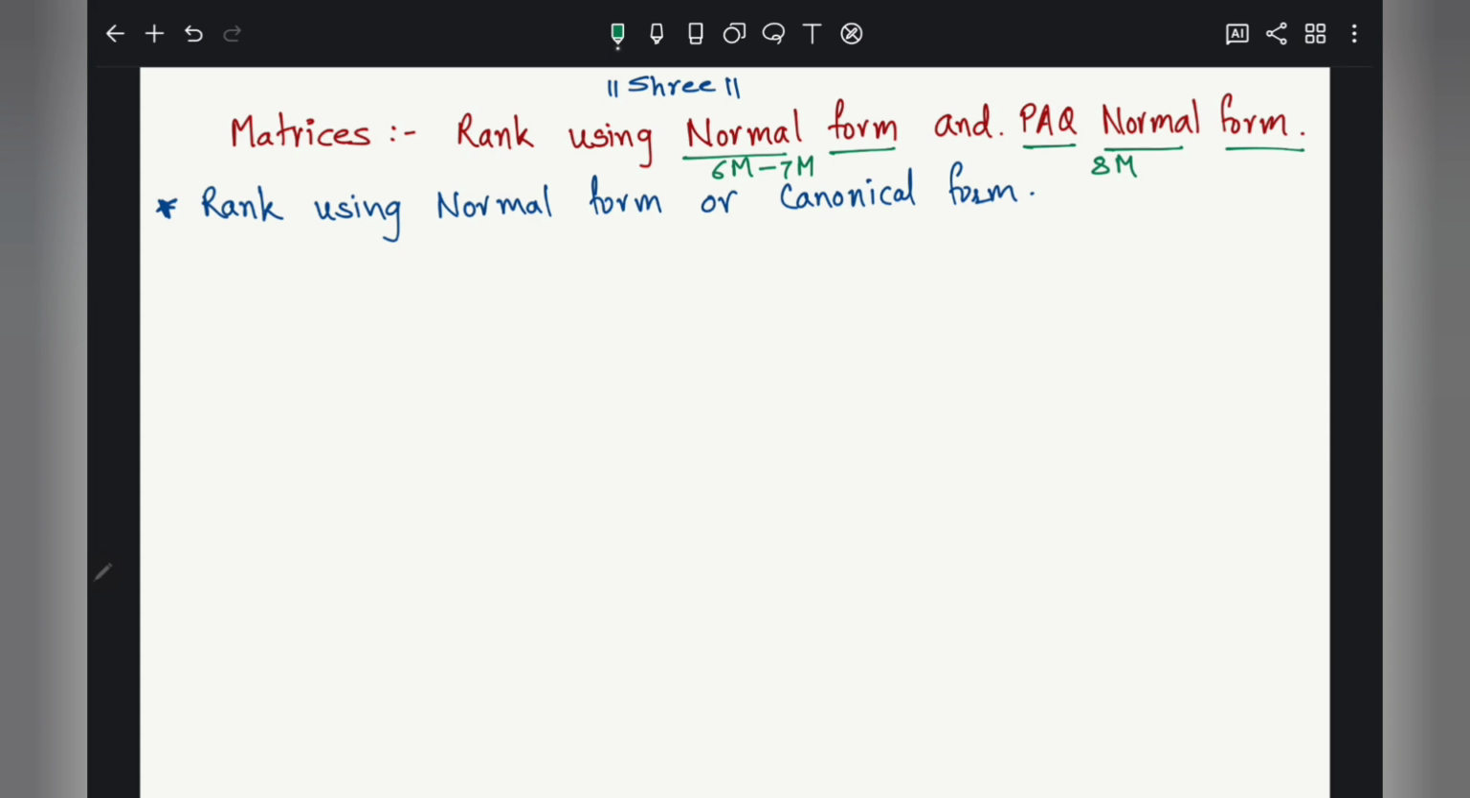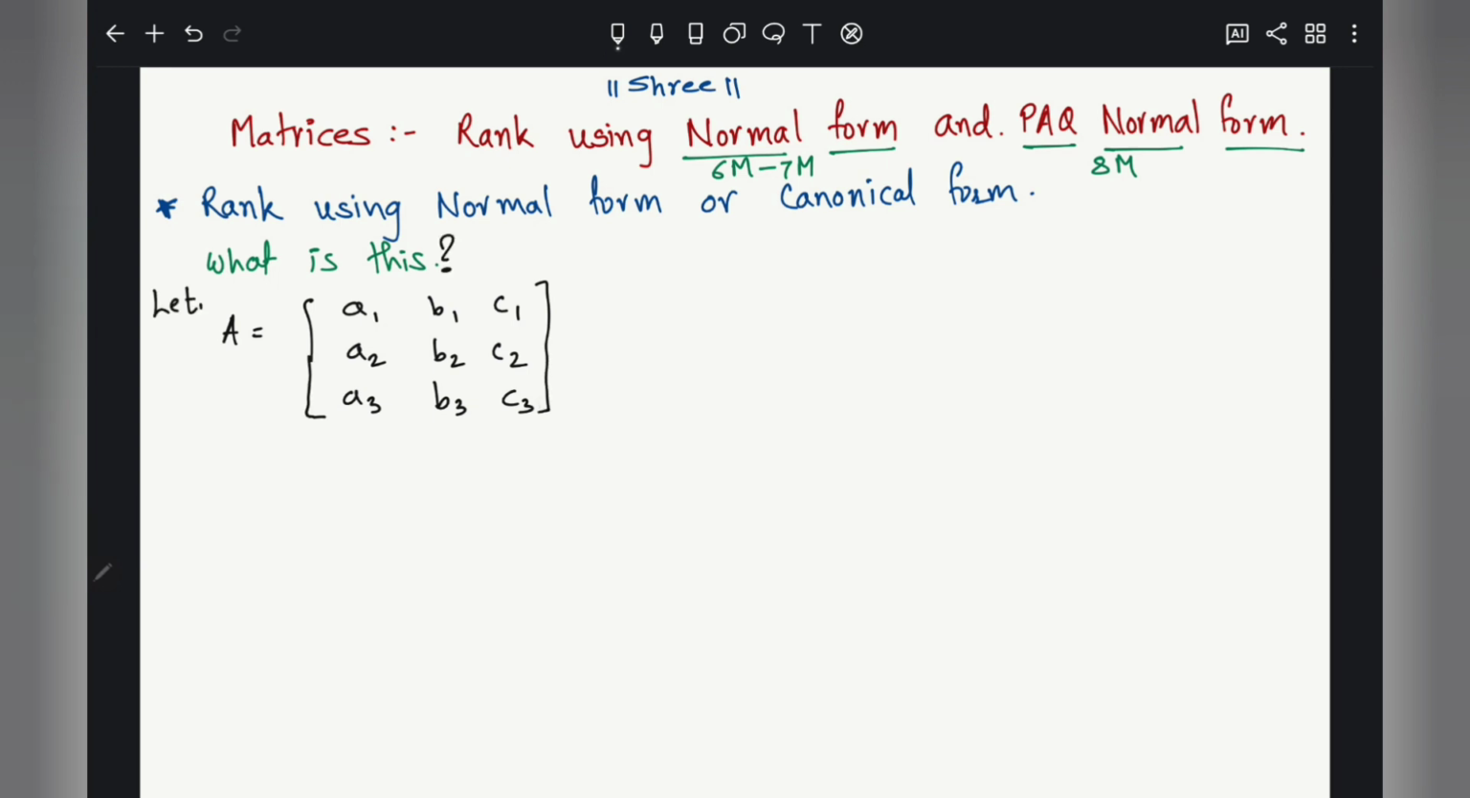Then first we have to know what is a rank using normal form or canonical form. What is this rank? In a very small example I'm going to explain. Suppose we take any matrix A with random entries. I will take the entries A1, B1, C1, A2, B2, C2, and A3, B3, C3. I am taking a 3 cross 3 matrix. So here I have taken a 3 cross 3 matrix.